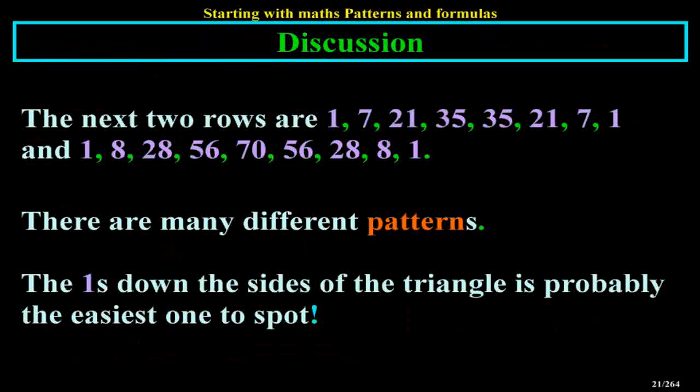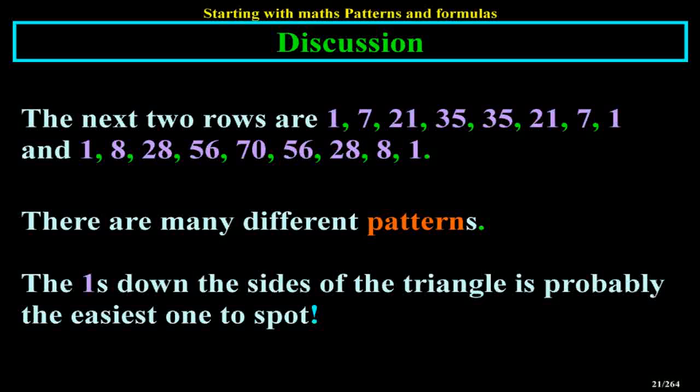Discussion. The next two rows are 1, 7, 21, 35, 35, 21, 7, 1 and 1, 8, 28, 56, 70, 56, 28, 8, 1. There are many different patterns.